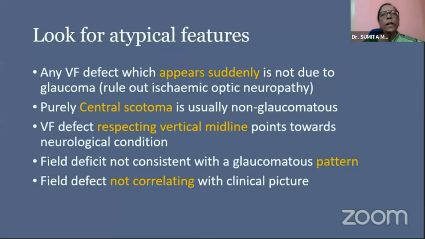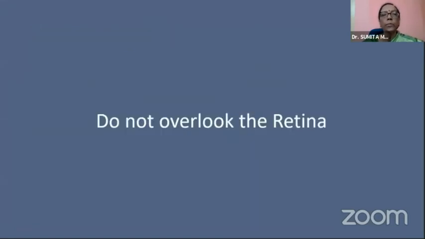Then we have to look for atypical features, which can give us some guidance that the patient may have a neuro-ophthalmological condition. Any visual field defect which appears suddenly, or which is a purely central scotoma, or which respects the vertical midline, or a field defect that does not follow a glaucomatous pattern or does not correlate with the clinical picture, raises the suspicion that the patient may have a neuro-ophthalmological condition, and we have to investigate along that line. So we should not overlook the retina also.